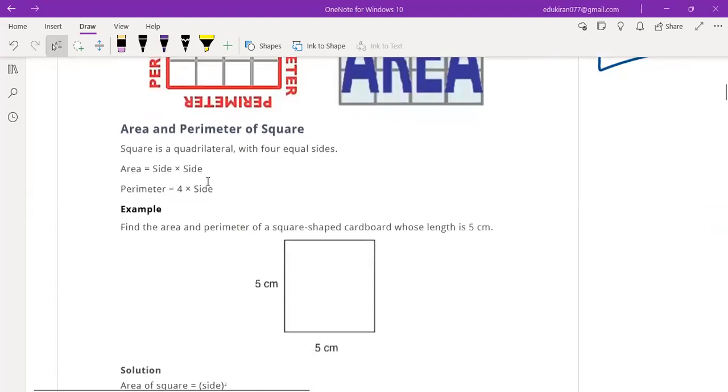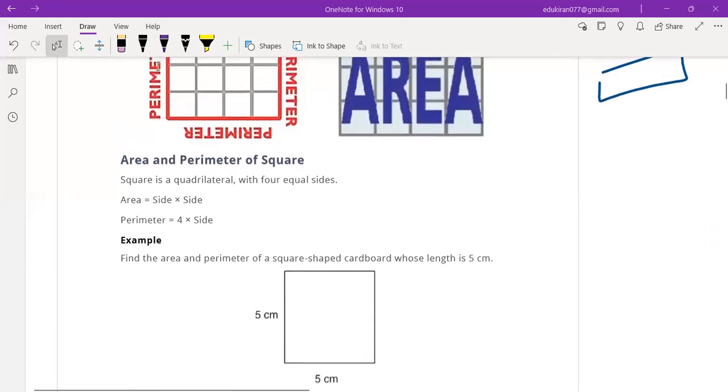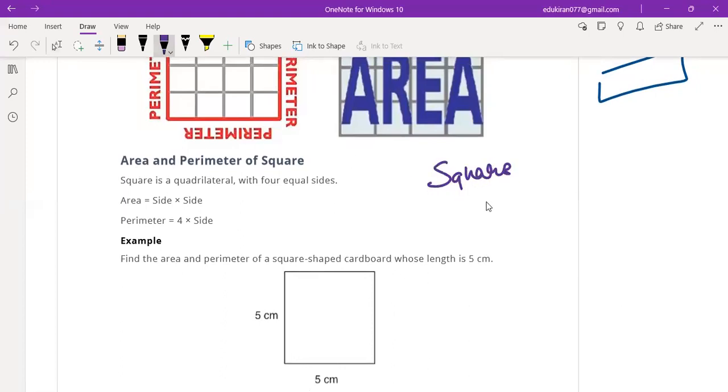Okay, now coming to the next one. Students, a very, very important part starts now. One by one, we will be discussing all the figures, and with that, one solution. First thing is the area and perimeter of the square. First of all, you should know what a square is. A square is like this, which means all the sides are equal. Like if it is 4 centimeter, this will be 4, this will be 4, and this will be 4. So that is a square.